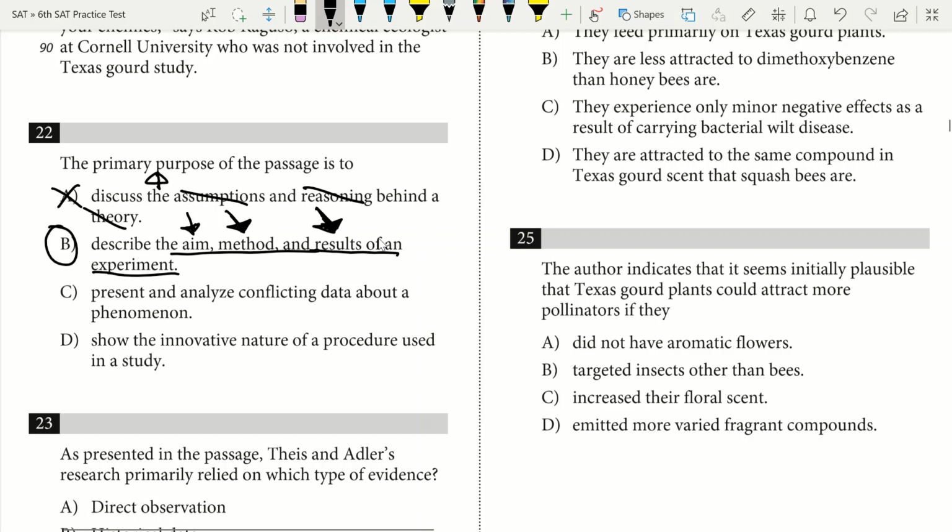C, present and analyze conflicting data about a phenomenon. There is no conflicting data about the phenomenon. C is incorrect. D, show the innovative nature of a procedure in a study. That is not the big picture here, okay? That is definitely not the big picture. Even if it was true, it would be too narrow.